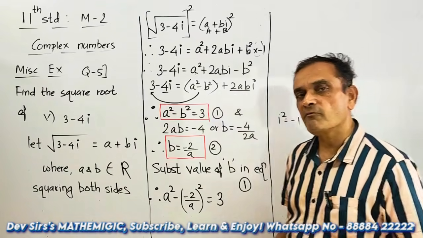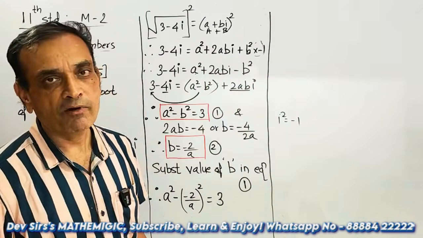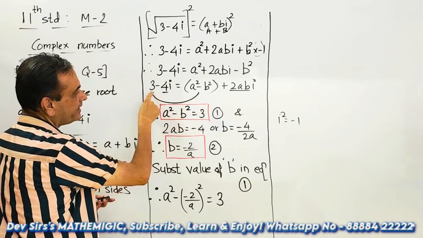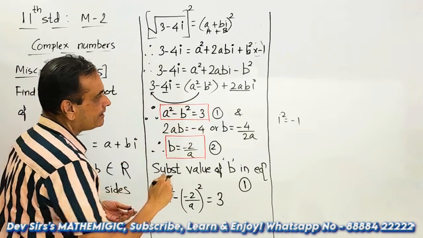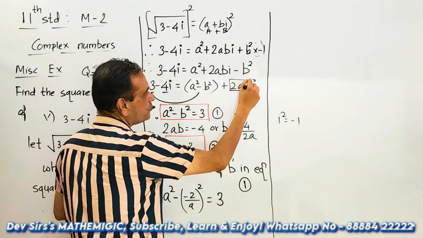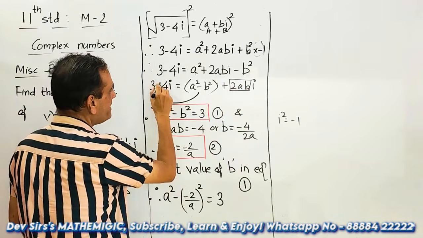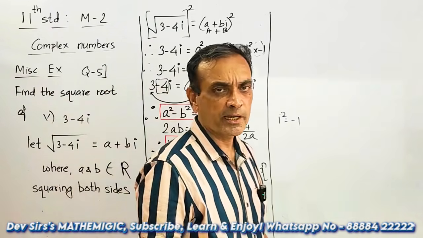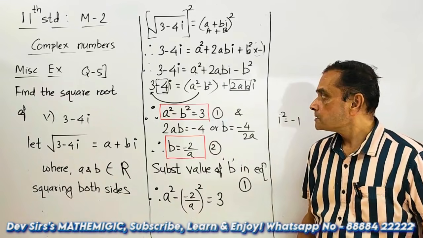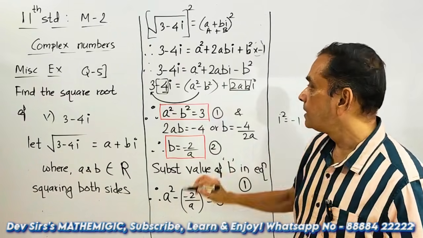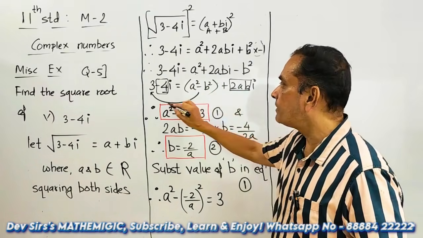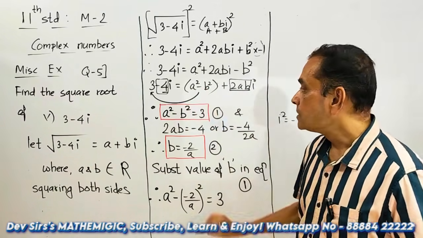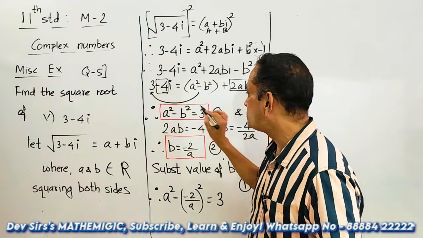Now there is a thing called equality of complex numbers. Equality of complex numbers means you can equate real part equal to real part, and imaginary part, that is 2ab, equal to imaginary part, that is minus 4. Don't take i with that, we are just forming equations. So what did I say just now? This real part equal to real part. Why? Because I have got an equal to sign. So a squared minus b squared equal to 3, equation 1.